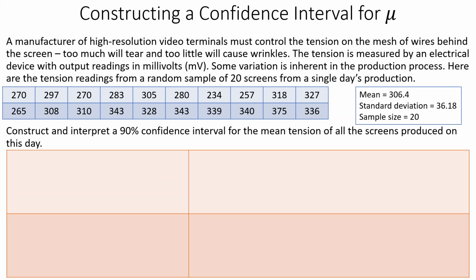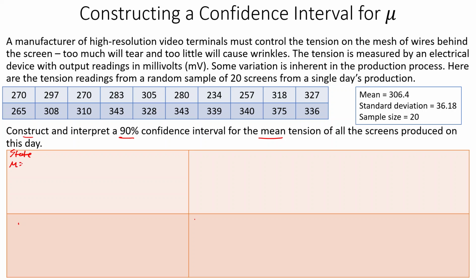All right, so we have actual data here. Here's the actual screens that were measured. Construct and interpret. So we want to construct it. That's the do part. Interpret. That's the conclude part. And 90% confidence interval for the mean tension of all screens produced on this day. All right, so we'll just start with our state.